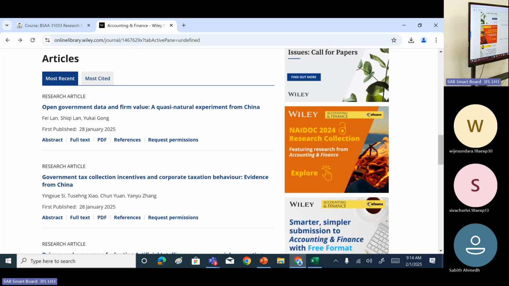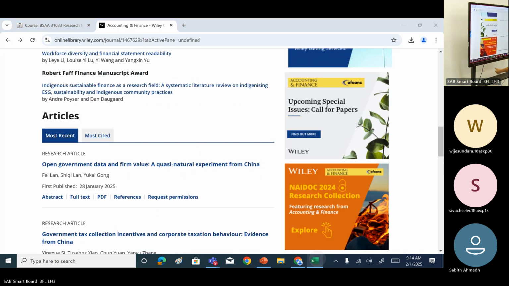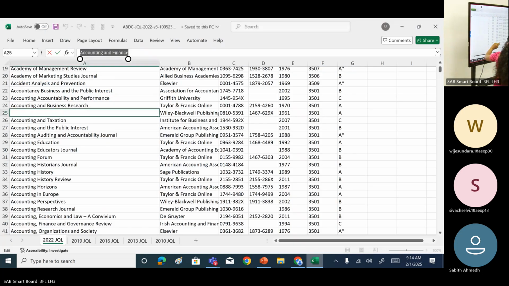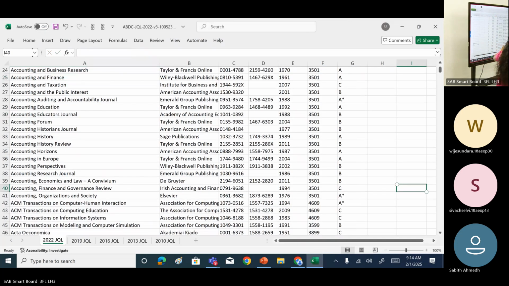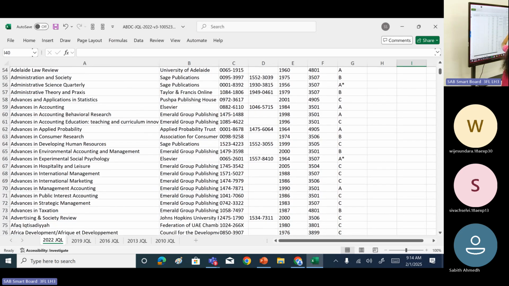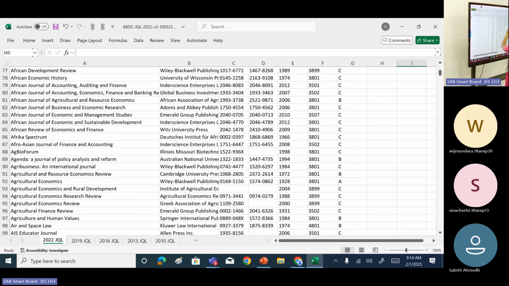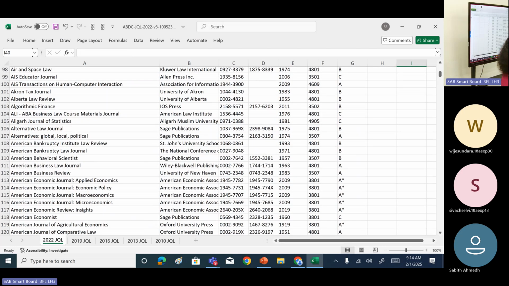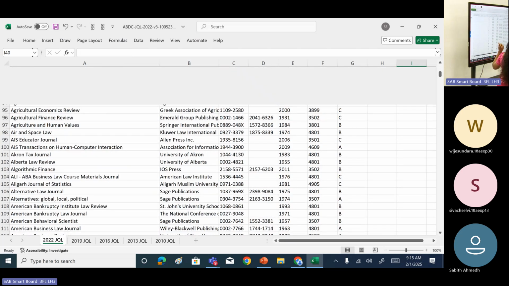Likewise, you can refer to management accounting, you can refer to HRM. If there are journals in a specific area, while going through those specific areas you will identify the trending research topics. Trending research topics, okay, that is the first thing.